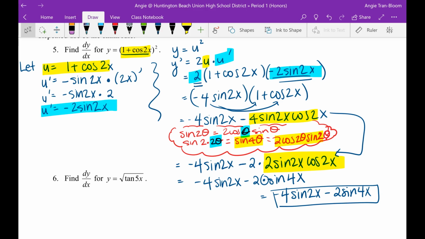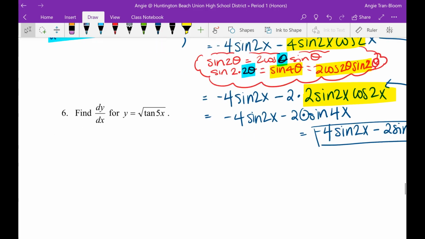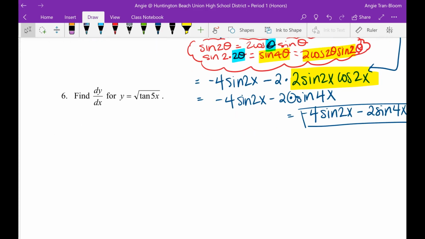Now, let's do the last example in the chain rule section. Okay. Again, you have y equals square root of tangent 5x. I'm going to let the inner component be u. Okay, so u equals tangent of 5x. Then let's do u prime.